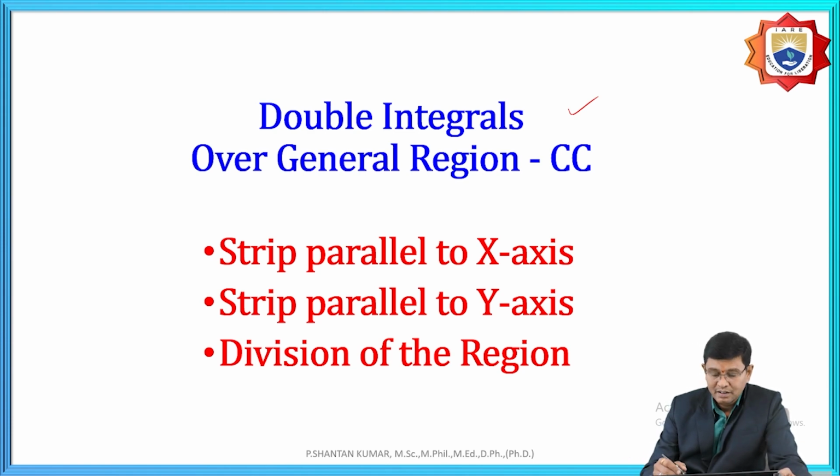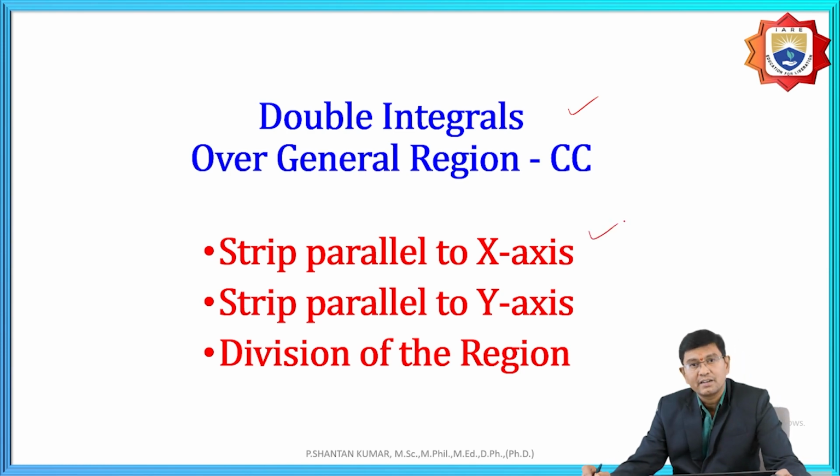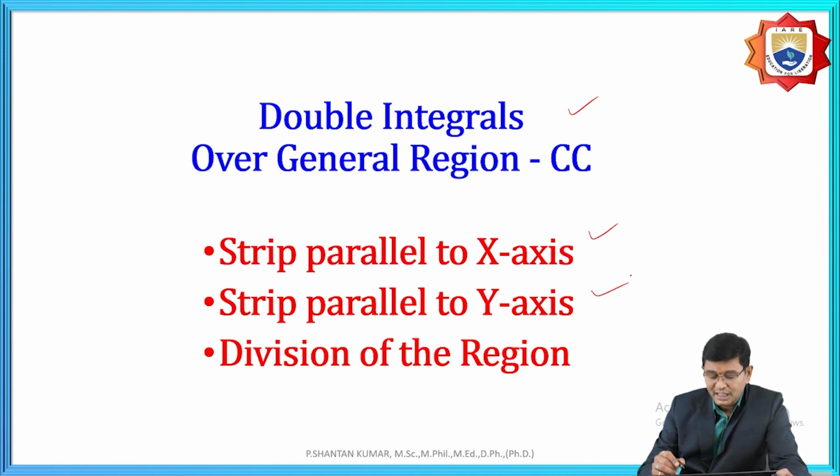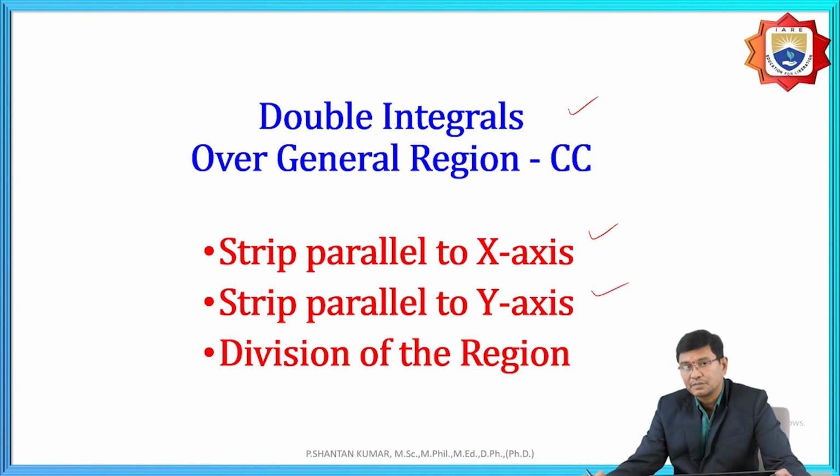Based upon that, we need to remember the strips parallel to the x-axis, the strips parallel to the y-axis, and the division of the region. What is the meaning of all these things? With the help of the given curves, while we find the limits in terms of variables and constants, we need to understand what the x-axis means, what the y-axis means, and what the division of the region means. Now we will discuss the strips parallel to the x-axis and the strips parallel to the y-axis. With the help of this concept only, we need to find the variable.